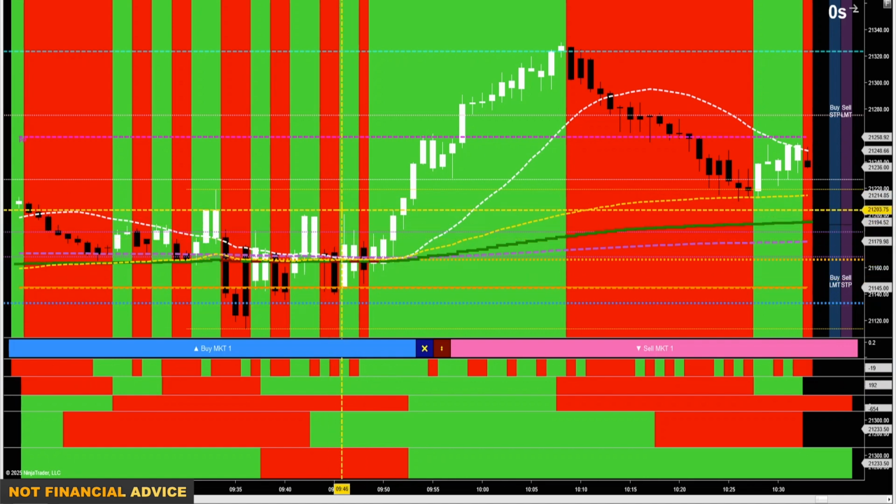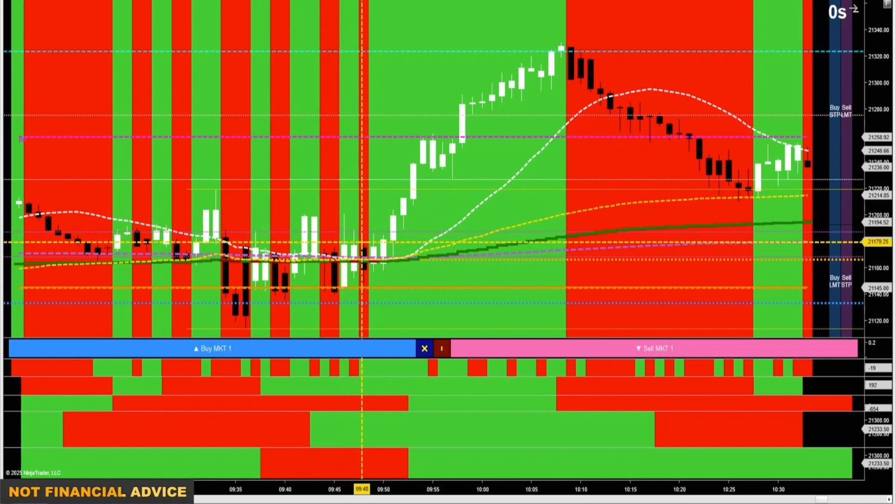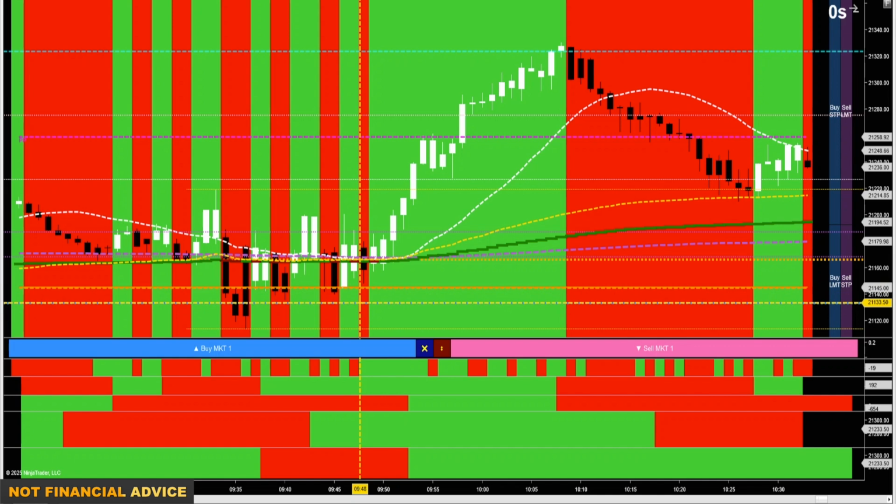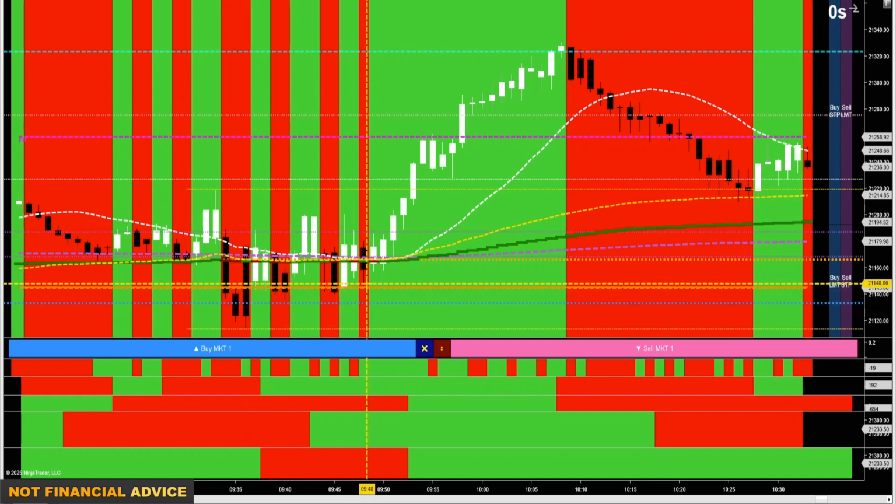Green HEIKIN ASHI. I might be looking for a break above the high of this candle. We never get it. Red HEIKIN ASHI. I might be looking for a break below this key level. We have barely just enough room to come down to this next key level, or I might want to wait for a break of this key level that I've been waiting for the past 10 minutes. Either way, we never break lower, no trade.